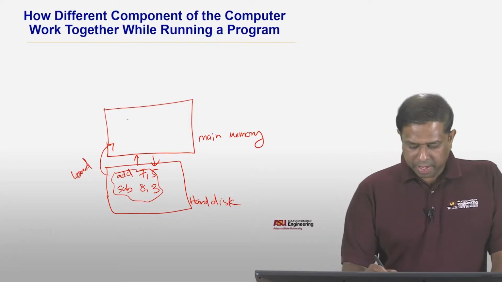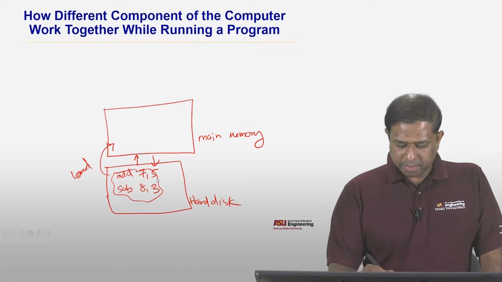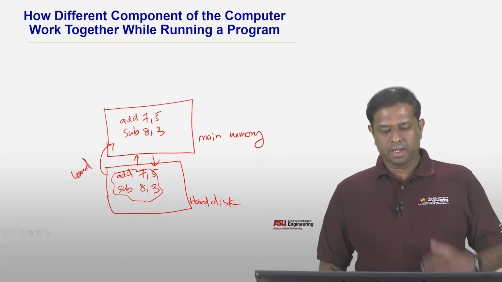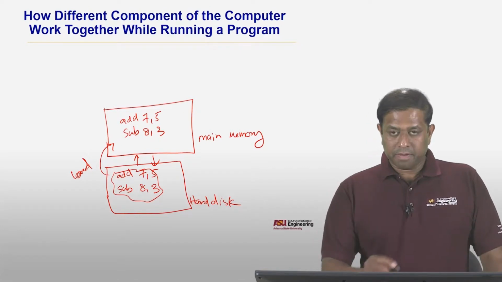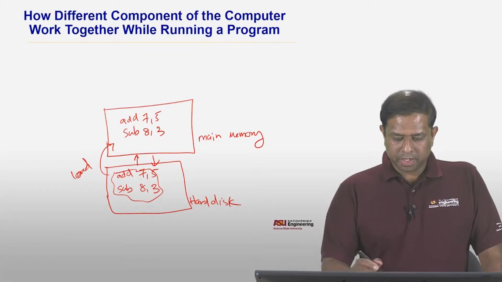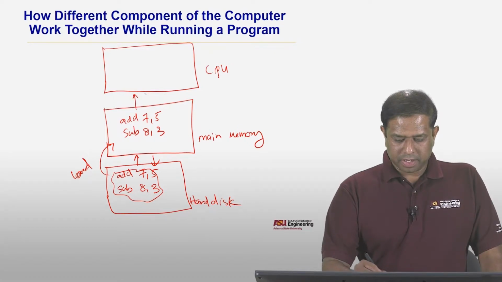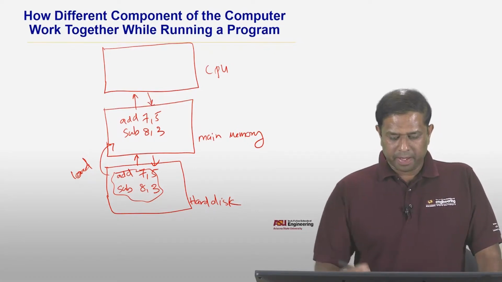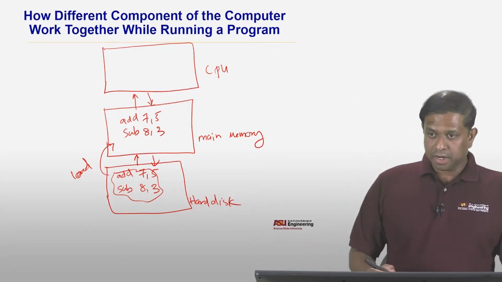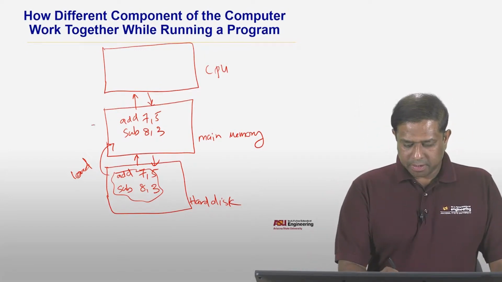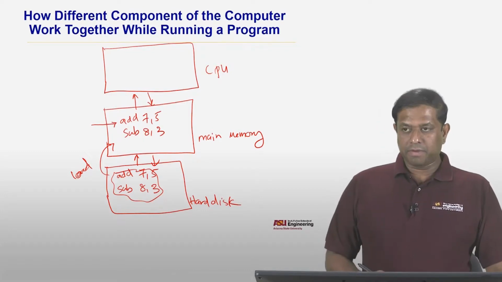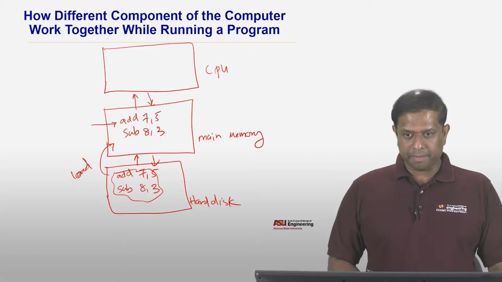Once you load it, we have the 2 instructions and the data in the main memory, right? So we have add 7 5 and then sub 8 3 in the main memory. After the loading process, the central processing unit takes over the process of executing the program. When the central processing unit starts executing the program, it has a pointer that's pointing at the very first instruction in the program, okay?